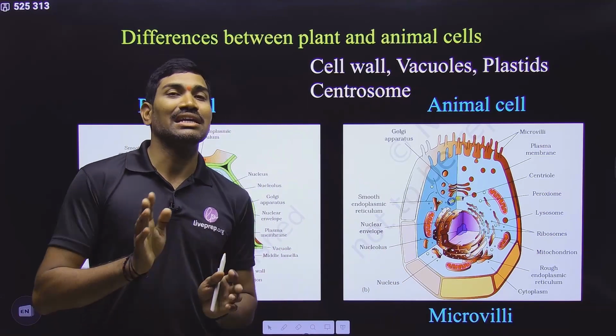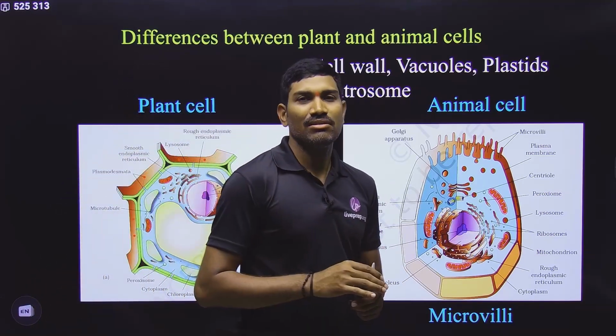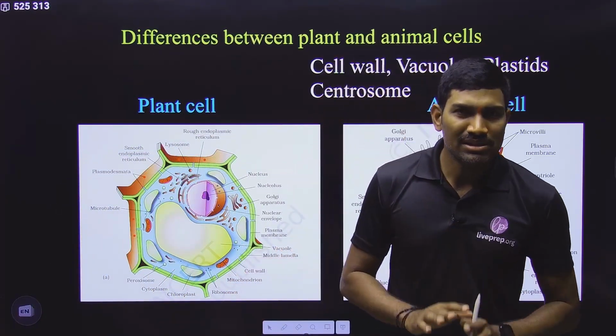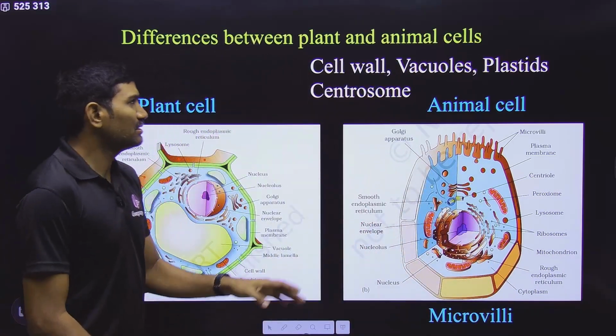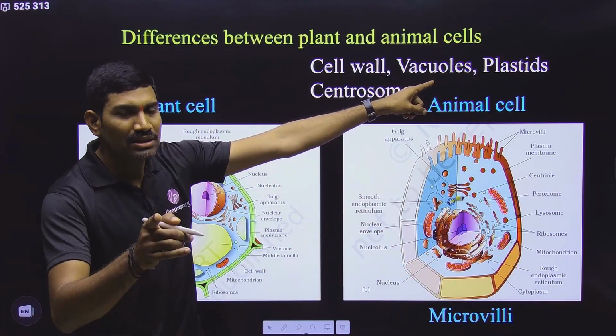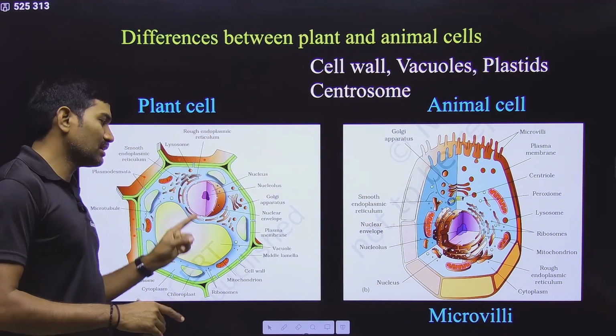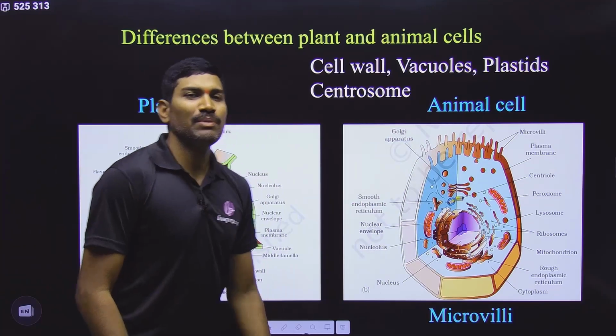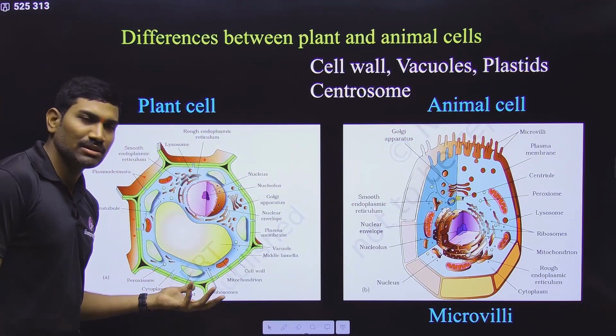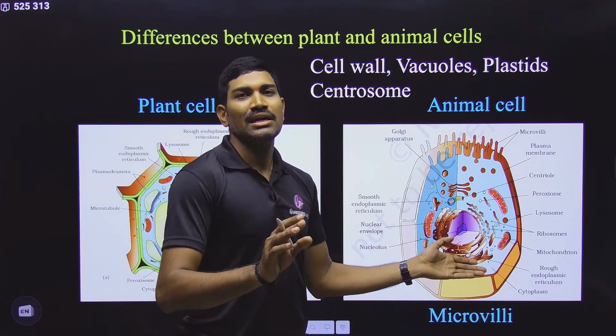But there are other types of vacuoles. In higher classes you will study that even in animal cells some other types of vacuoles are present. Clear? So please remember this. Here the vacuole means sap vacuole. Sap vacuoles are present in plant cells, not in animal cells. Clear? Next one, regarding the plastids. Plastids are also present in plant cells, but they are not present in animal cells.